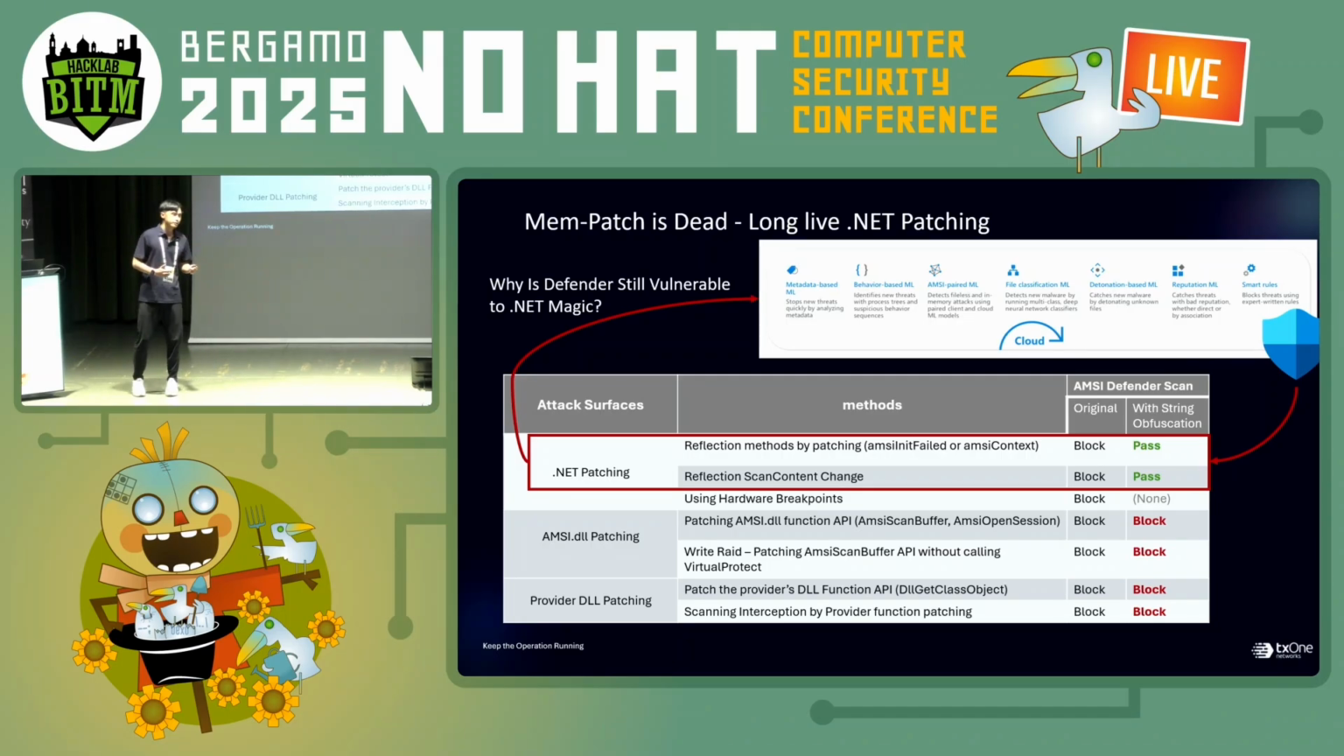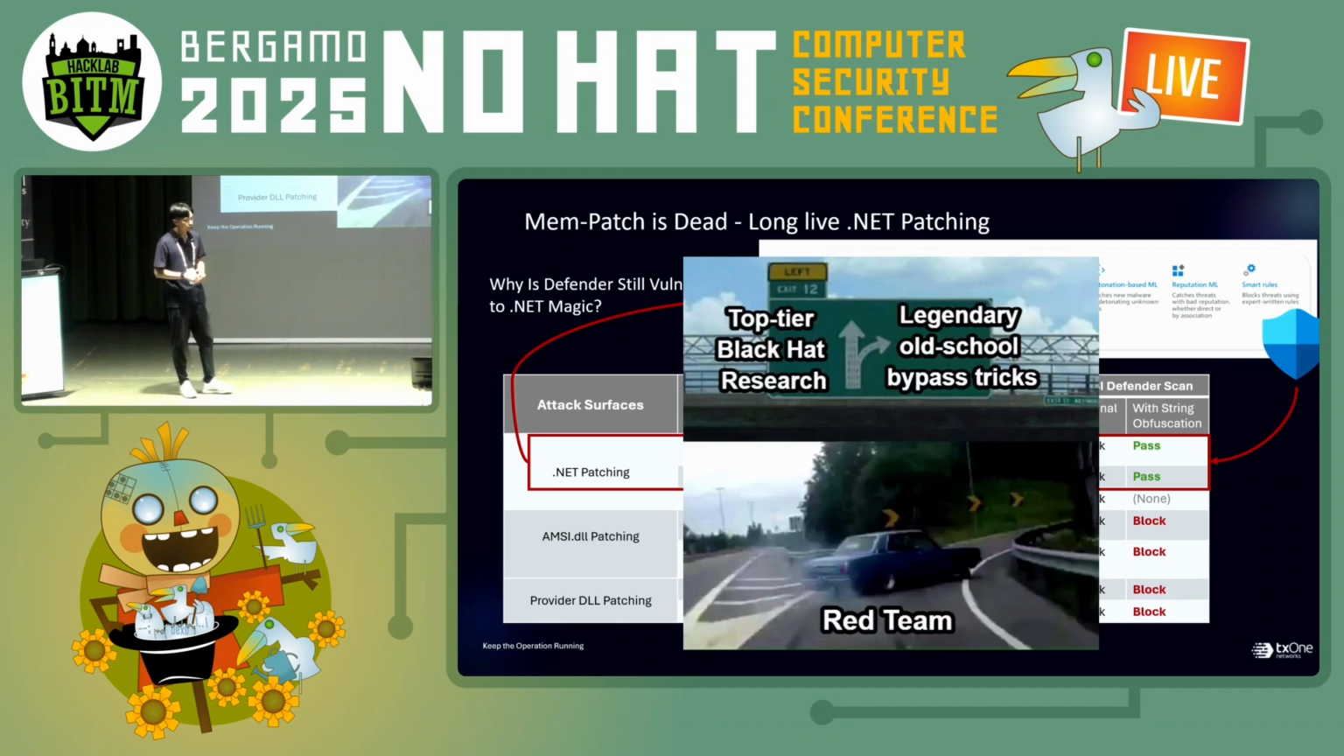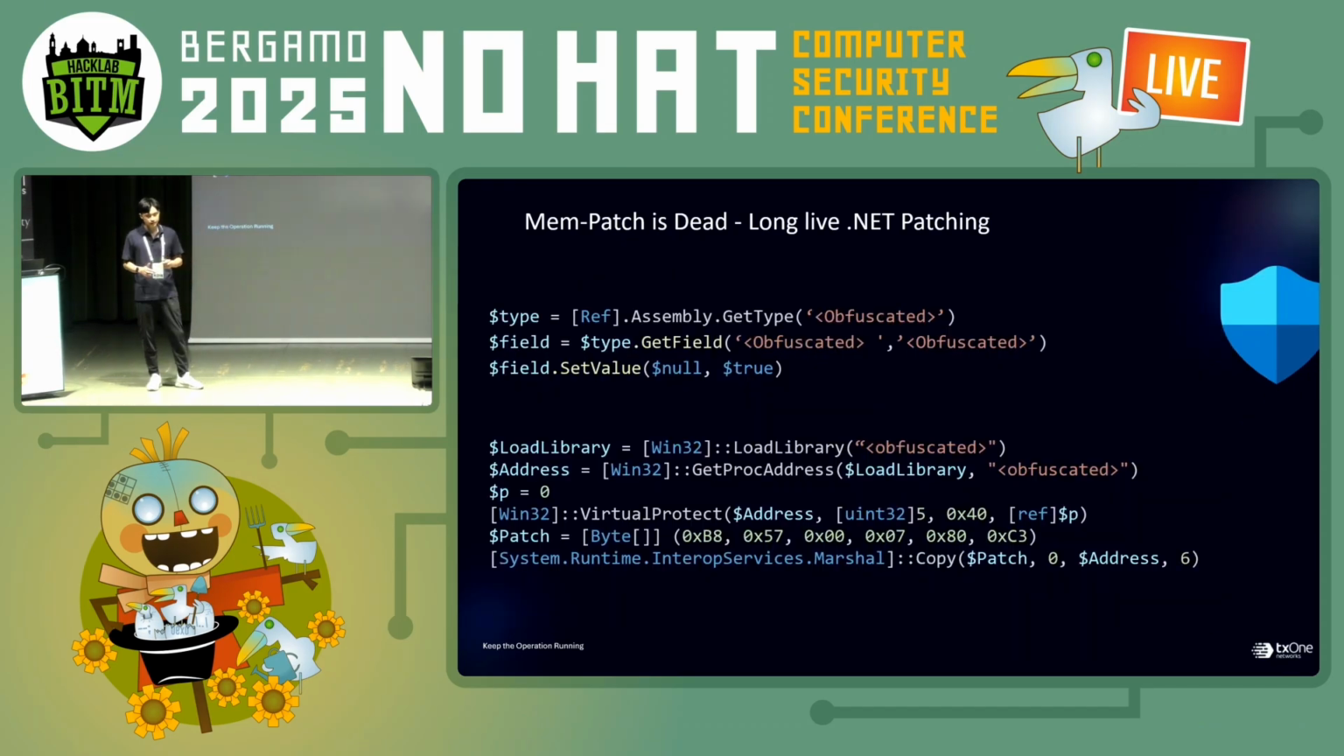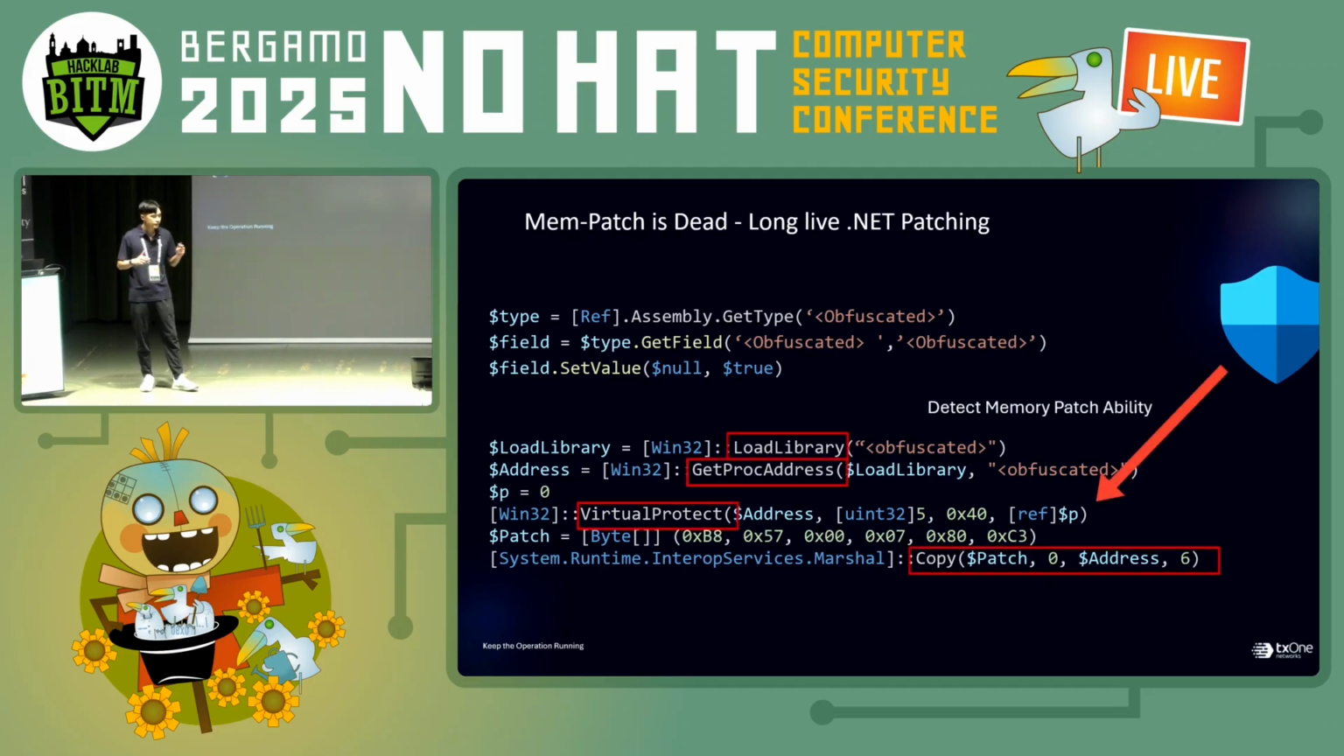We feel confused about why the Red Hat top tier research is blocked, but the legacy old school bypass trick, .NET patching, can still be used. So let's see the two payloads. As you can see, the memory patching payload is relatively easy to detect because of the combination of LoadLibrary, GetProcAddress, and VirtualProtect. And the .NET patching is hard to detect because there is no key signature, because the key signature is obfuscated.